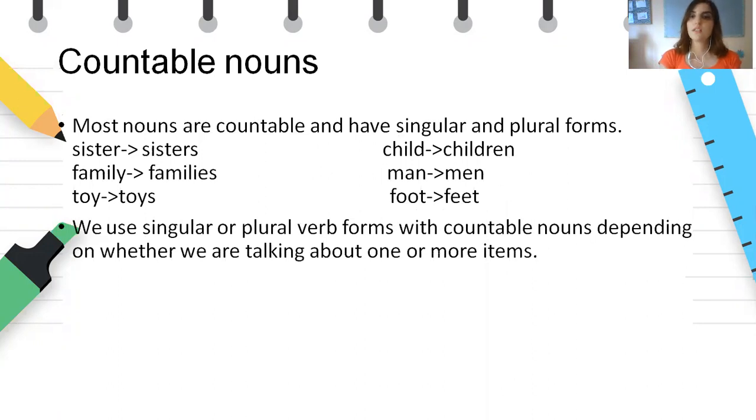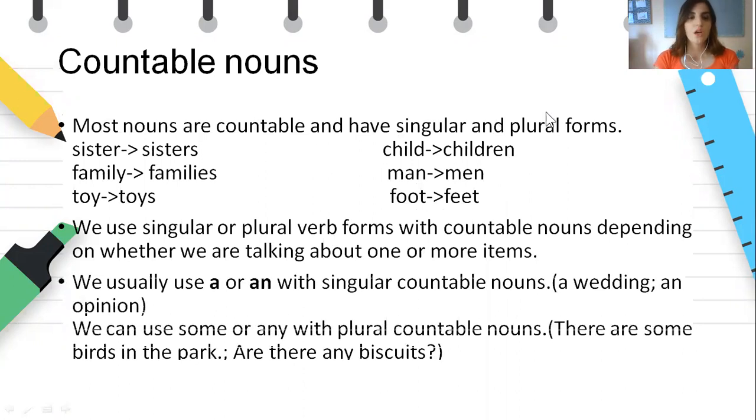We use singular or plural verb forms with countable nouns depending on whether we're talking about one or more items. We usually use a or an with singular countable nouns. For instance, a wedding or an opinion. We can use some or any with plural countable nouns. There are some birds in the park. Or, are there any biscuits?